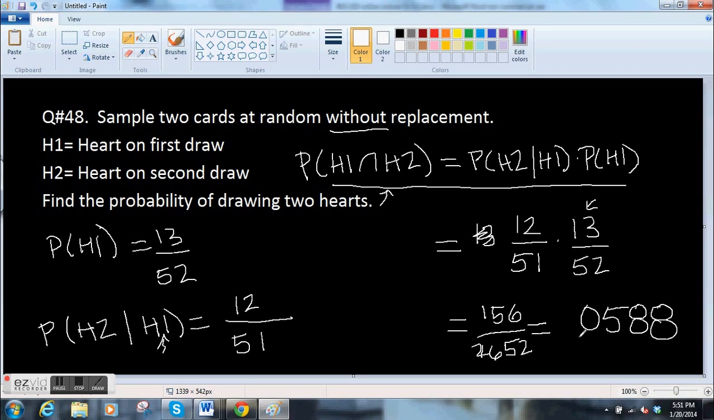Equals 0.0588. And your book just lists this number, 0.0588, but I think this one, it's helpful to go over the derivation of this. So the probability that you get 2 hearts, 0.0588, or about a 6% chance that you will get 2 hearts if you just draw 2 cards from a deck of cards.